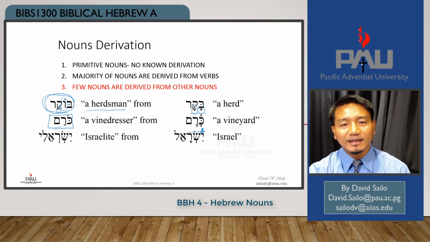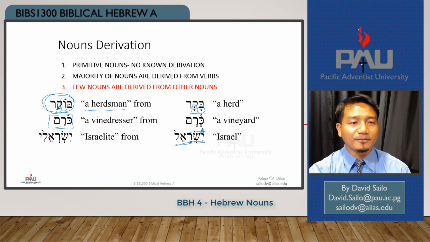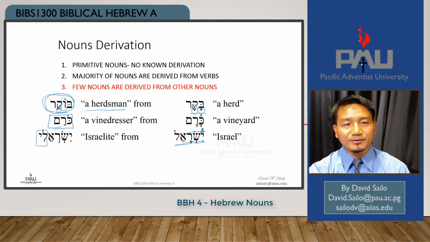We have Israel. Israel, this is a noun. And then from here we derive Israeli. Israeli. So it talks about the Israelites. It refers to the people of Israel.